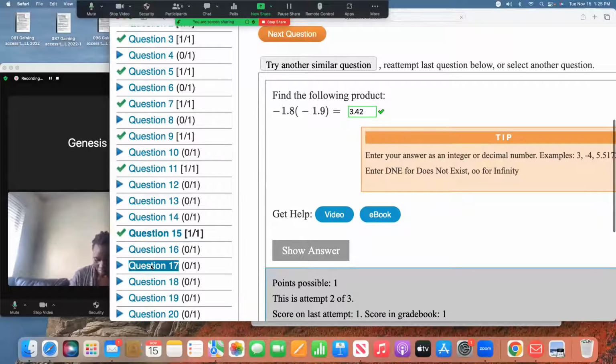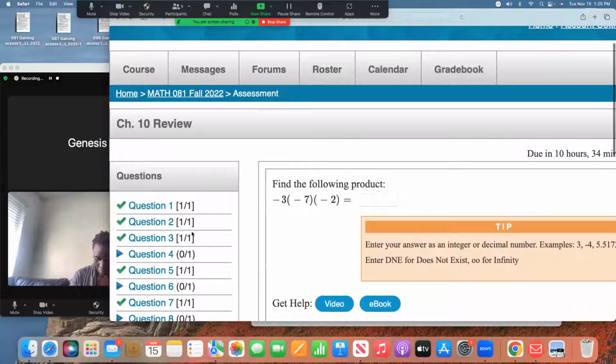Let's do 17. Okay. Now, it's 3 times 7 times 2. So 3 times 7 is 21. And 21 times 2 is what?